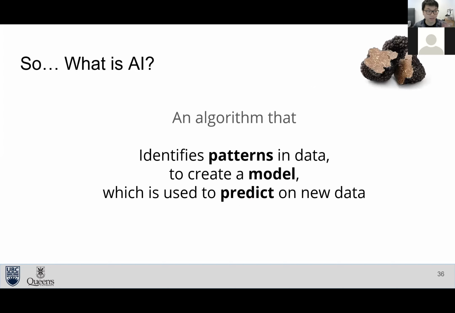So this is Prash's definition, which is a little bit more technical. An AI is an algorithm that can identify patterns in the data, use them to create a model, and then predict on new data. This is what AI is used for in medicine a lot. You see a lot of applications, for instance, analyzing patterns in a chest X-ray and being able to predict if there's pneumonia.